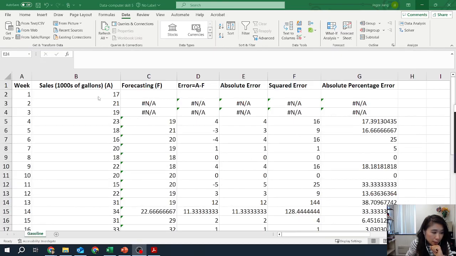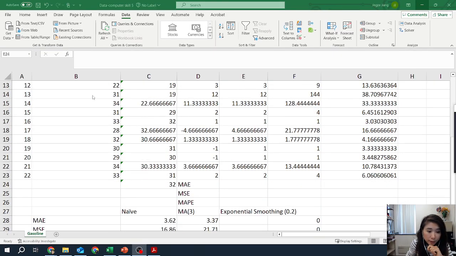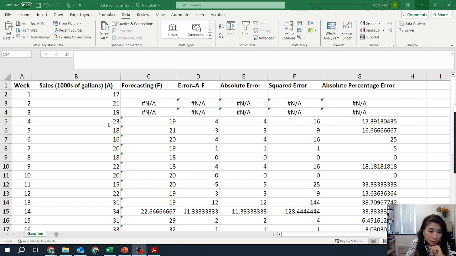Okay, so these are our 22 weeks of the gasoline price. The data currently on the spreadsheet is also from the last practice video, which is about the moving average with 3 periods. Now let's look at how we can use the exponential smoothing.